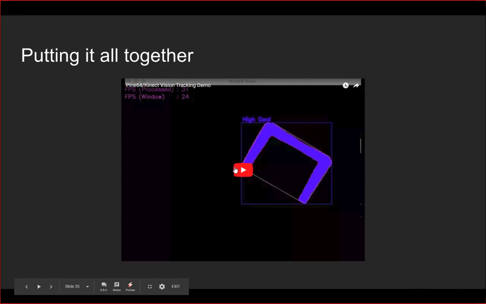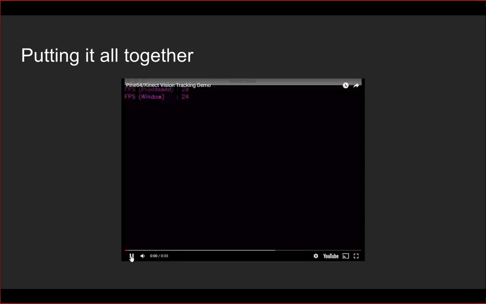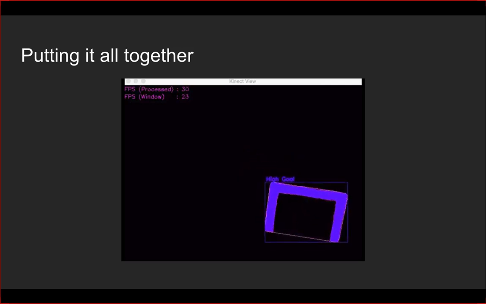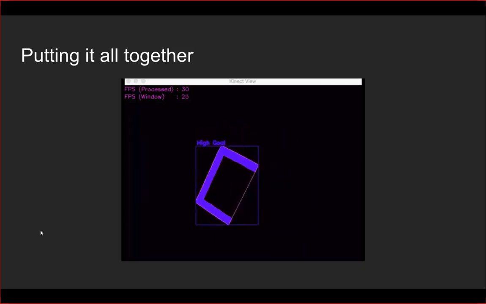Putting it all together, you get something which looks a little bit like this. So this is a demonstration of our vision system from 2016 using a Pine 64 and Kinect, and this is the result. You'll never see this in a match, but this is me holding up a high goal model on a piece of cardboard and spinning it around. And this is real time.